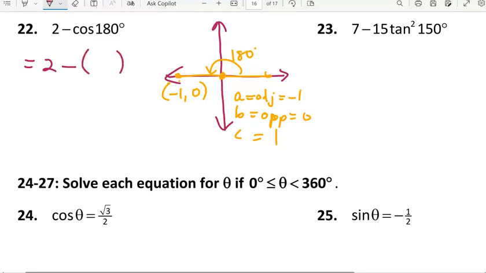And the cosine of 180 degrees would be the ratio of adjacent to hypotenuse. That's -1/1, which is -1. So 2 minus -1 is 3.